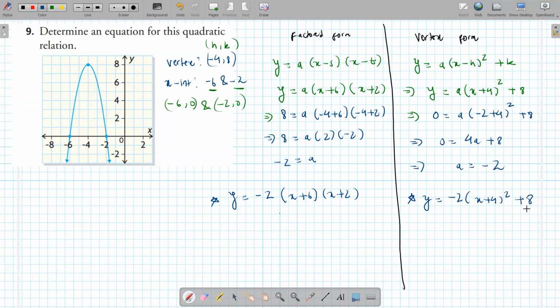And that's how you can do it using both forms in this question because they've given us the x-intercept and they have also given us the vertex. So both approaches work just fine. Notice the a value is exactly the same. The a value is the one constant between all three forms.